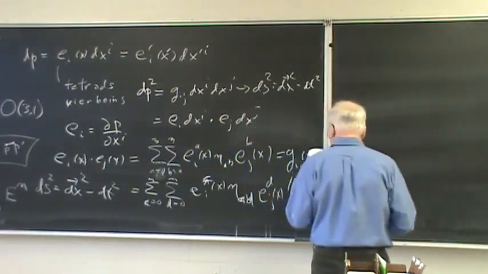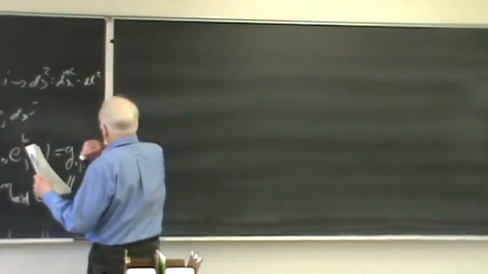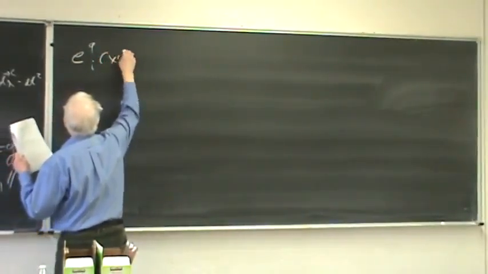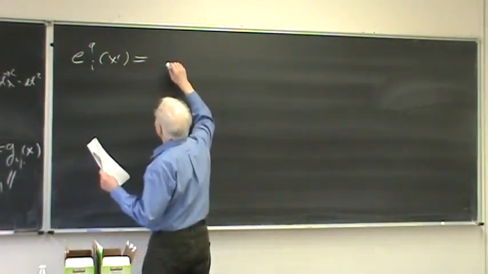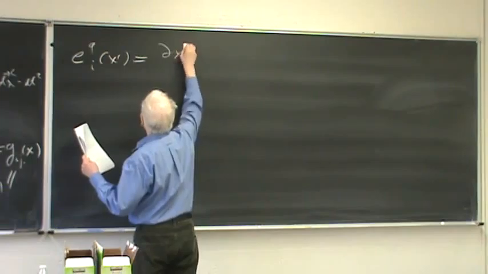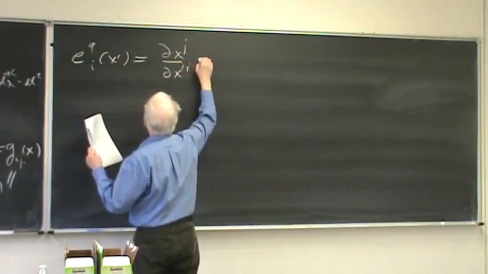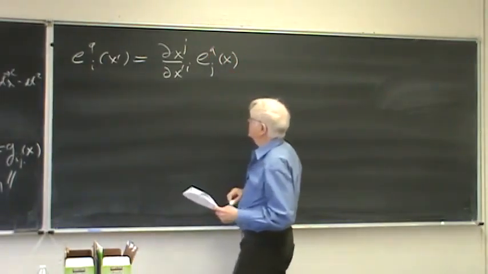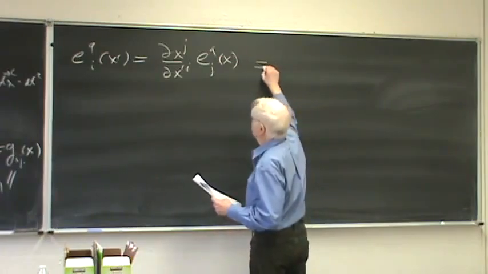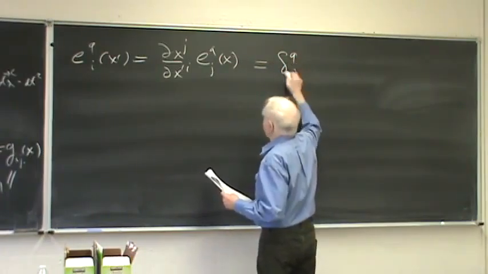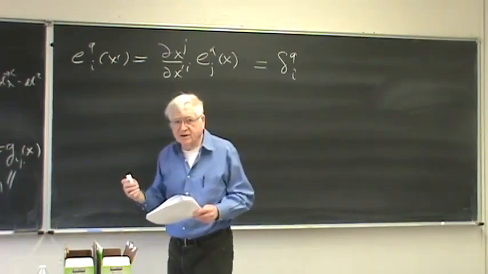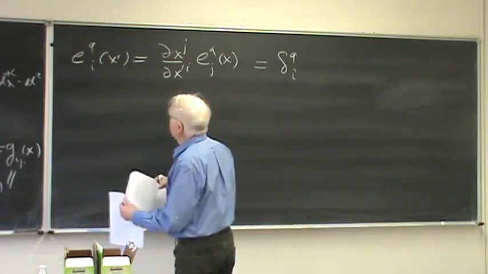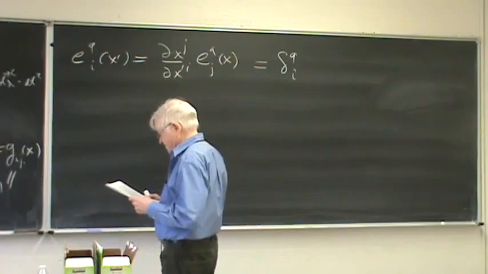Now, since the tetrads transform as e_i^a of x prime, they are partial x^j, partial x prime i, e_j^a of x. So this is the way they transform. We can arrange to transform them such that this is delta^a_i, again, in the vicinity of a particular point. And what is the rule there? Well, it's very simple. It's twice as simple as the other one.